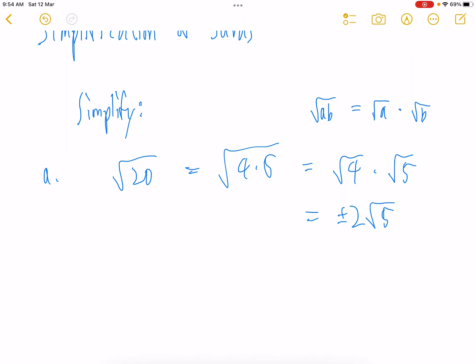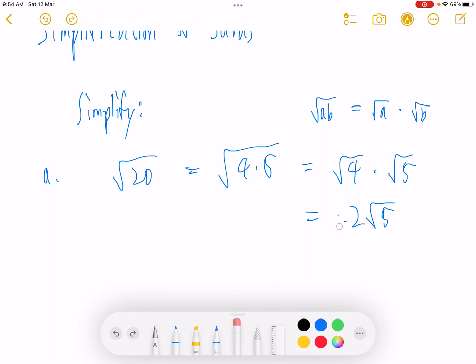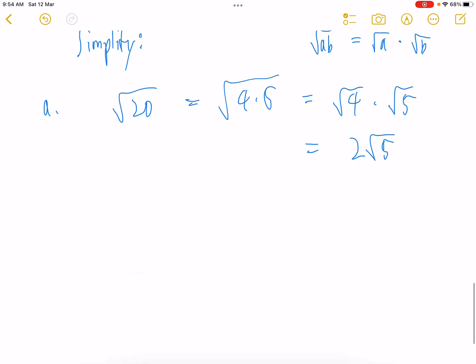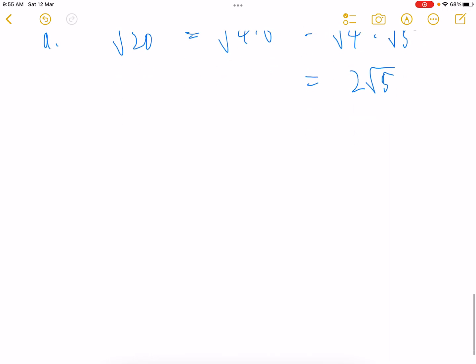Okay, so technically we need this plus minus, but I'll just omit it. So from now on, I'll omit the plus minus just for simplicity. But remember, technically, it should be there. Now, the second one, let's see.